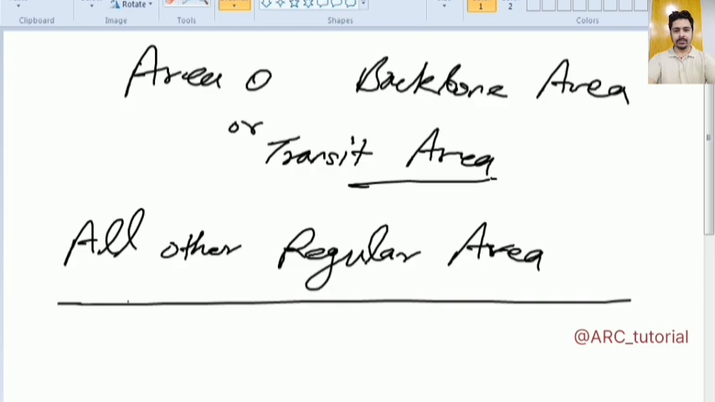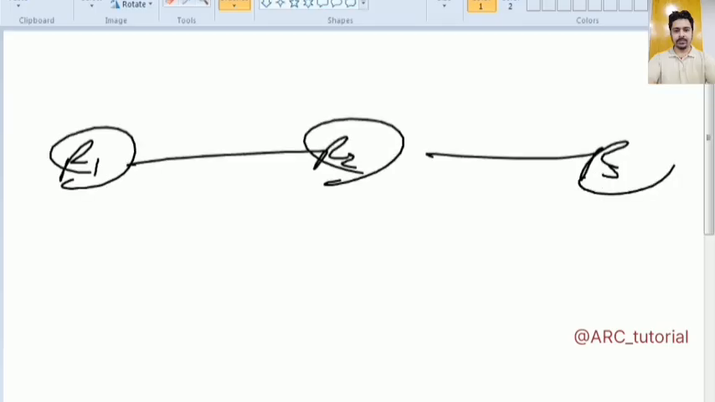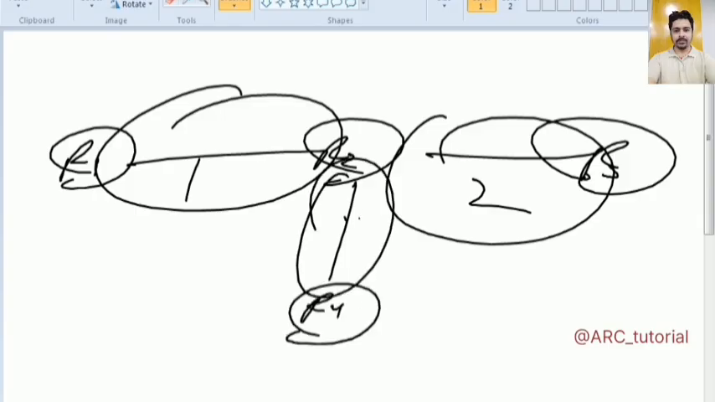Now remember that by default routes cannot move from one regular area to another regular area if they are not directly connected with the backbone area. So it is really mandatory that if you have two different regular areas, let's say this is R1, R2, R3, this is area 1 and this is area 2, routes and updates cannot move from one regular area to another. If you want these two regular areas to communicate with each other, then in between these two run area 0.